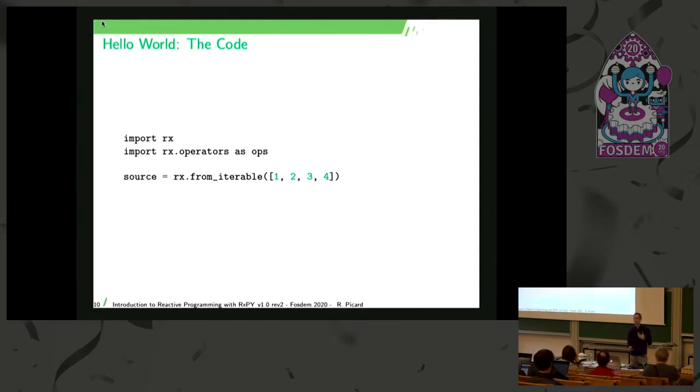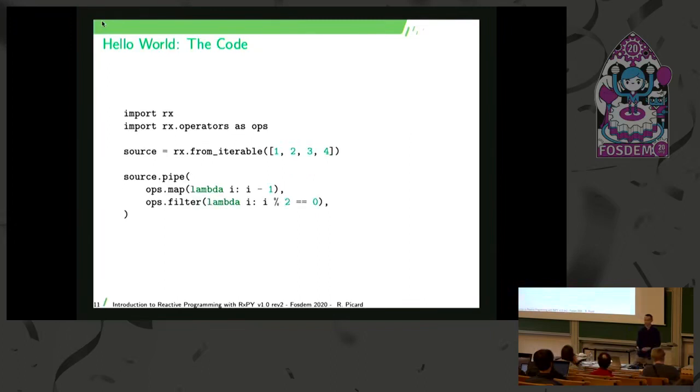Then we will declare the computation graph that we want to do on this observable. This is where we use the pipe method on the source observable, and we will just chain the map operator and the filter operator. On the map operator, we tell it to decrease the value for each item that is emitted. And on the filter operator, we tell it to keep only the even values, so the values whose modulus 2 is 0. The result of this call is also an observable. So what source.pipe returns is also an observable.